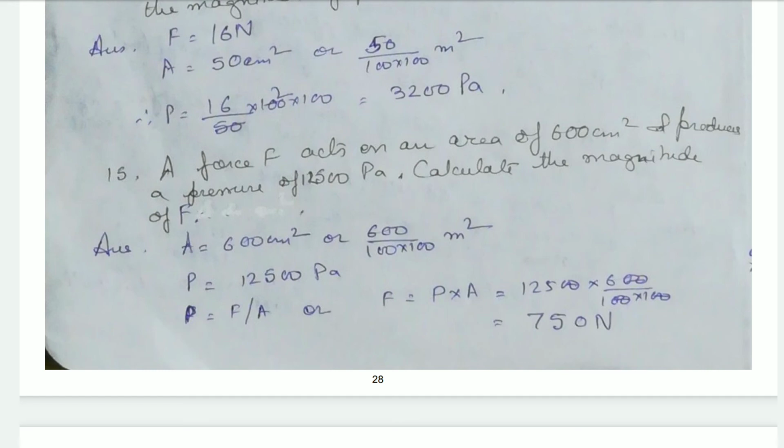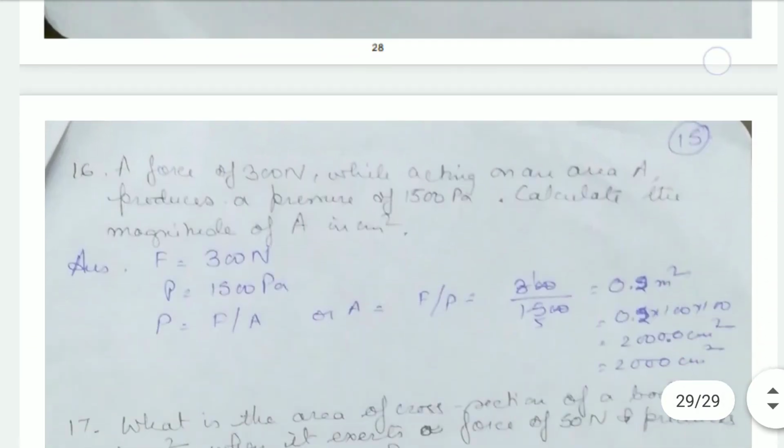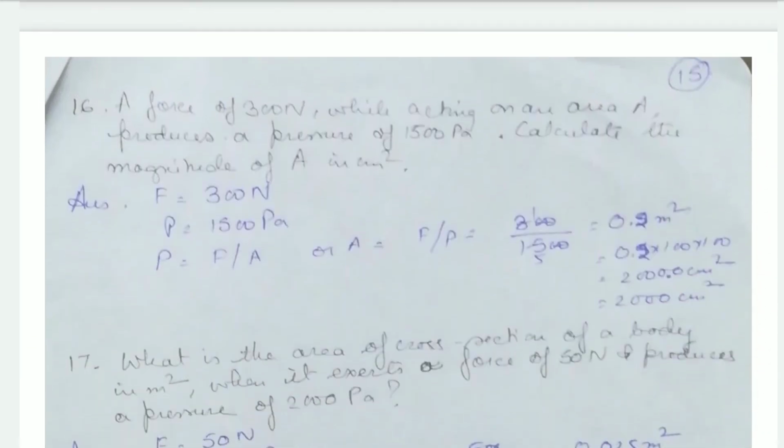So area is given as 600 centimeters square, we need to convert it into meters square, and pressure is given in Pascals, I mean 12,500. So pressure equal to force by area, or force is equal to pressure into area, that gives us 750 newtons. Then a force of 300 Newton while acting on an area A produces a pressure of 1500 pascals. Calculate the magnitude of A in centimeters square. Force is given as 300 Newton, pressure is given as 1500 pascals.